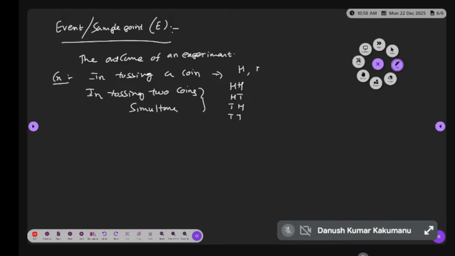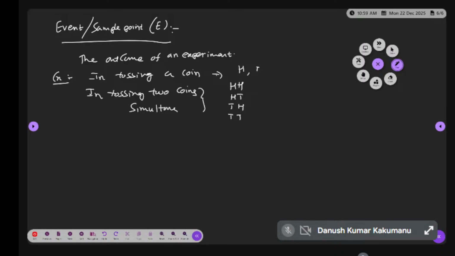How many events have at least one head? 3. What is the probability of at least one head? 3 by 4. Is it clear to all of you? Yes. At least one tail, what is the answer? 3 by 4.